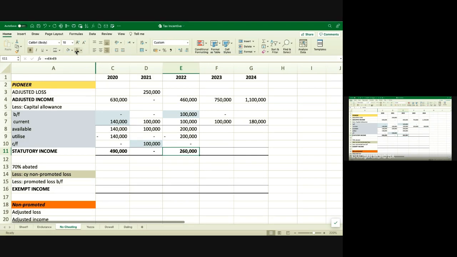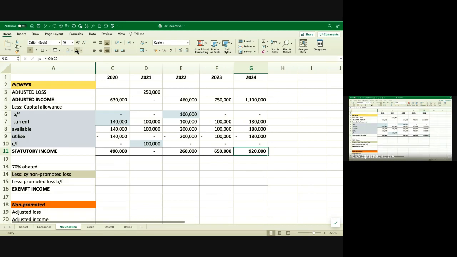260,000. Then you do for 2023, similarly: you have zero brought forward, and then current year 100,000. So you have 100,000 available. Because income is 750, use all your CA, which means your statutory income for 2023 is 150,000. Continue to do for your 2024. You will have your brought forward figure zero, available 180, use everything. Then you have your statutory income of 920,000.